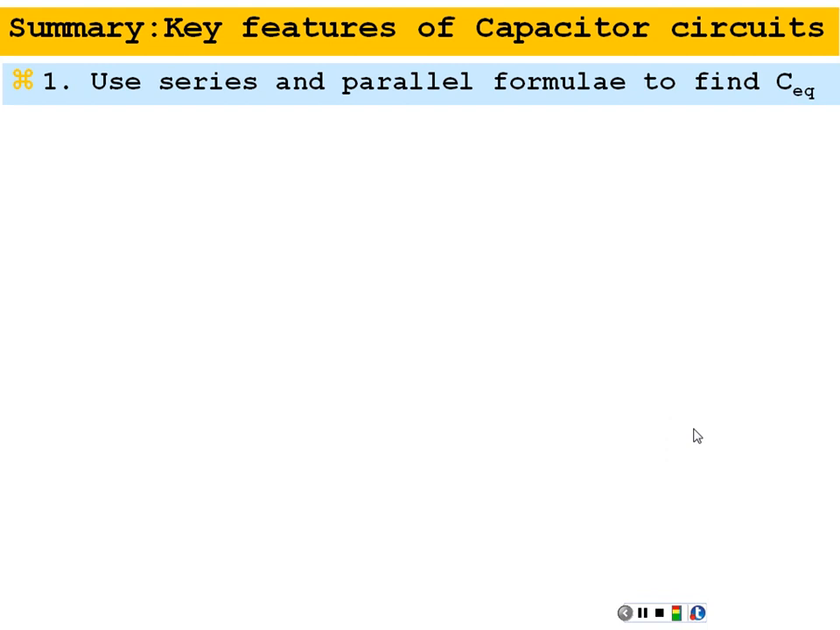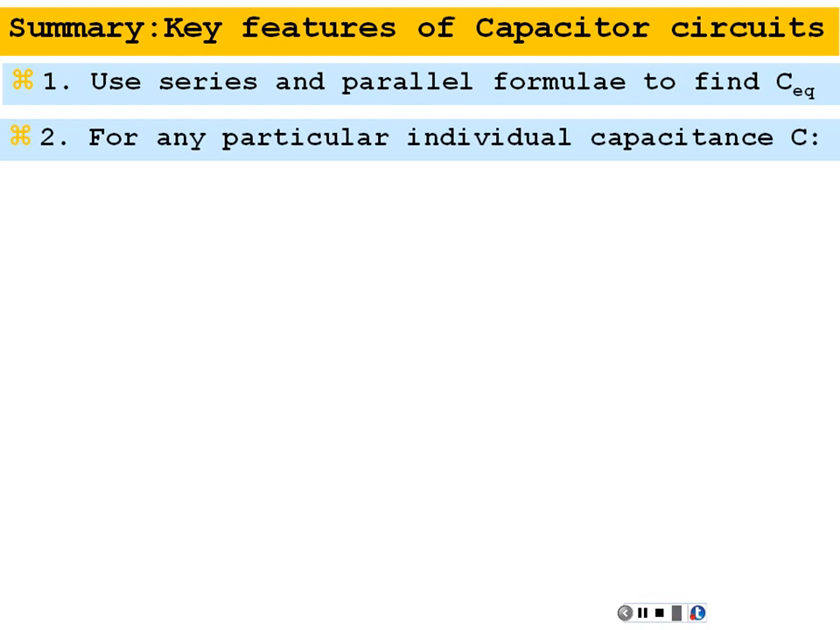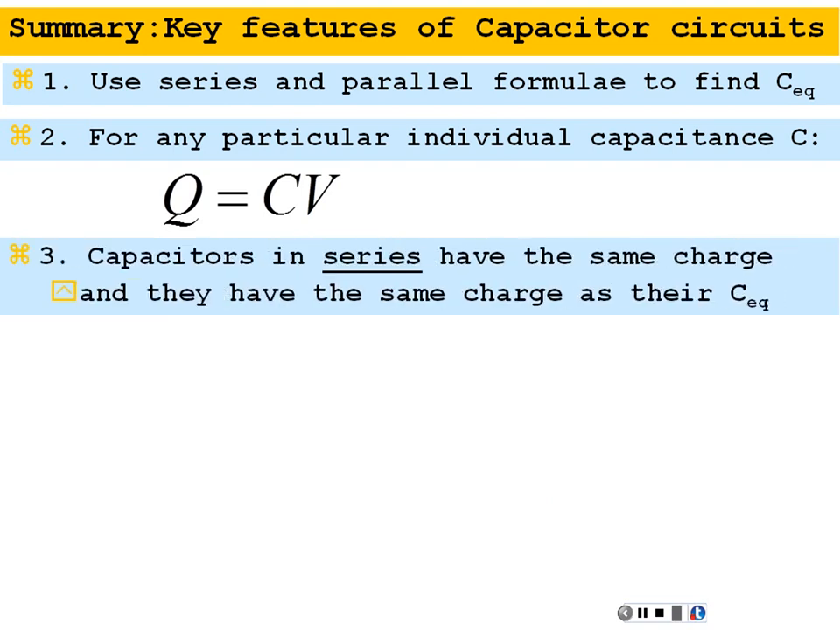So here are some key features of capacitor circuits. We want to use these series and parallel formulas to find C equivalent. For any particular individual capacitance, it must be true that Q equals CV. We're going to use this a lot. This will relate the charge on a capacitor to the voltage across a capacitor. Q equals CV. Capacitors in series have the same charge, and they have the same charge as their equivalent capacitance. This is very useful. So Q equivalent will equal Q1 equal Q2 if they're in series.